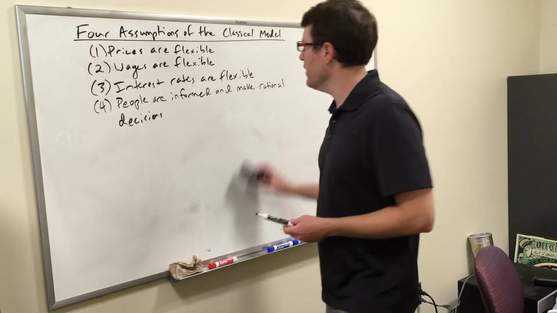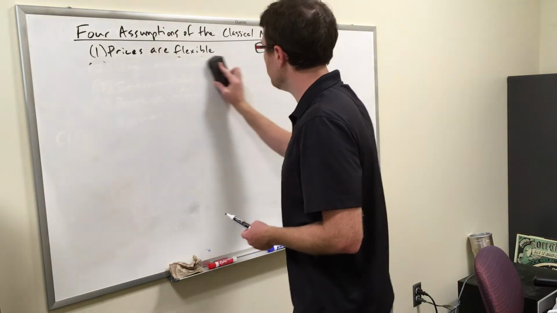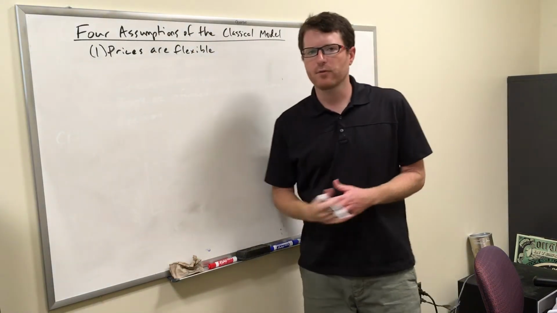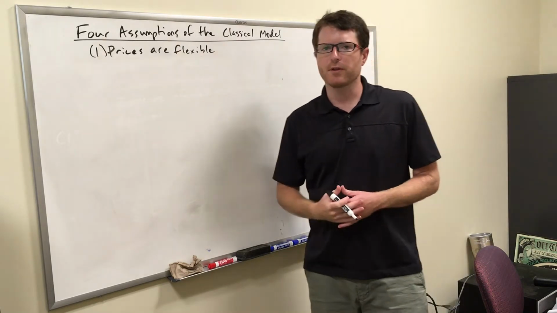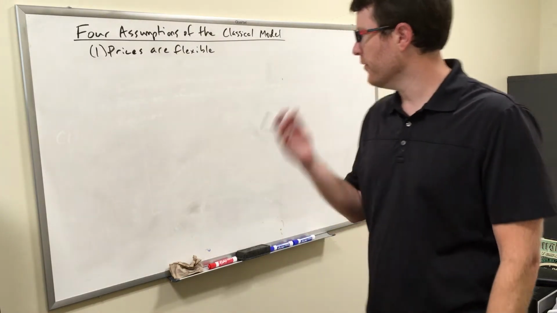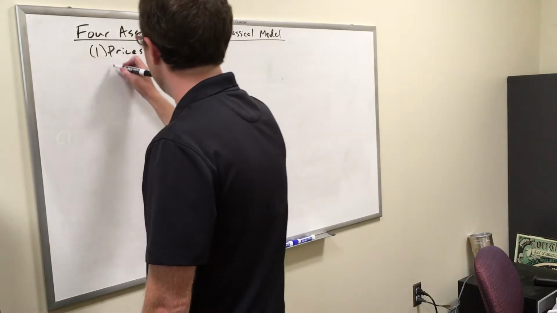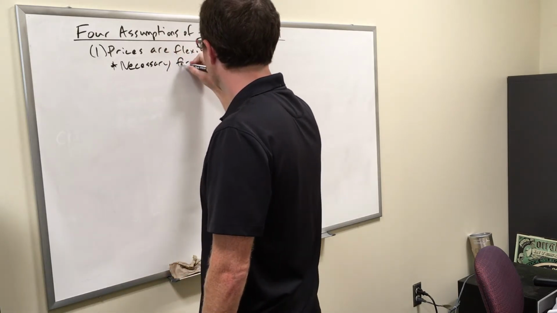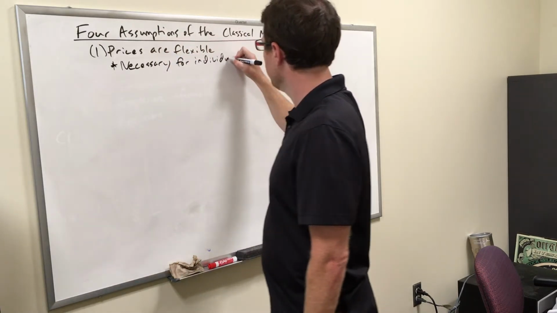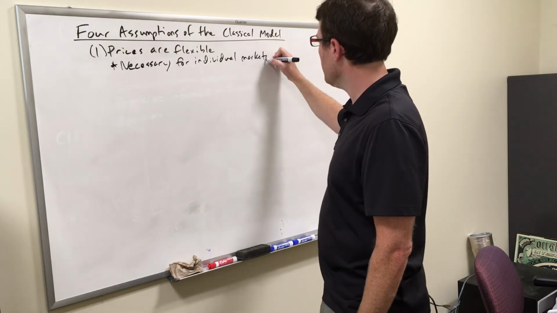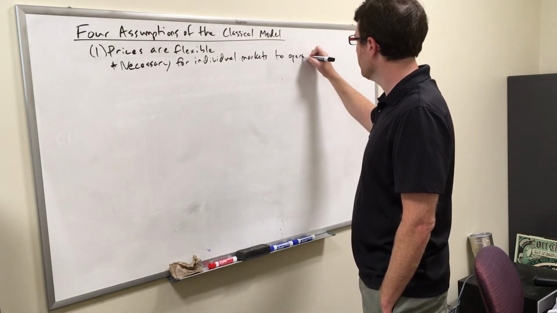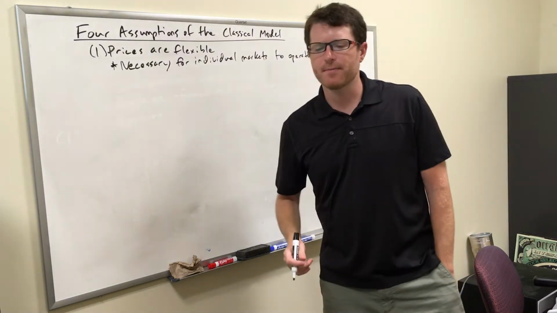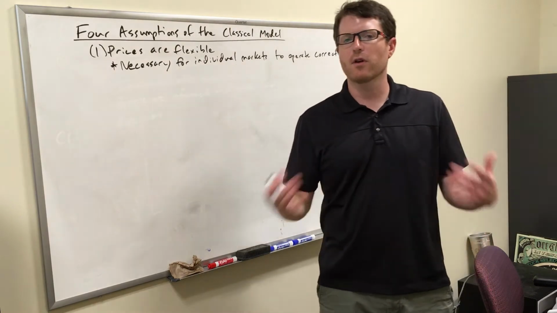So we're going to go through each of these, and we're going to introduce some new graphs as we go. There's a lot to unravel from these assumptions. The first one is that prices are flexible, and this is necessary for individual markets to operate correctly. We're focusing on the individual market now. Probably in the next video you'll see why this affects the overall economy.